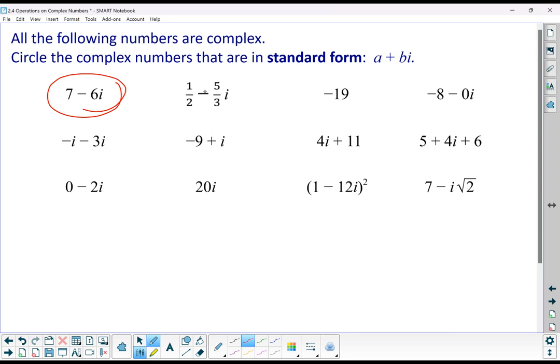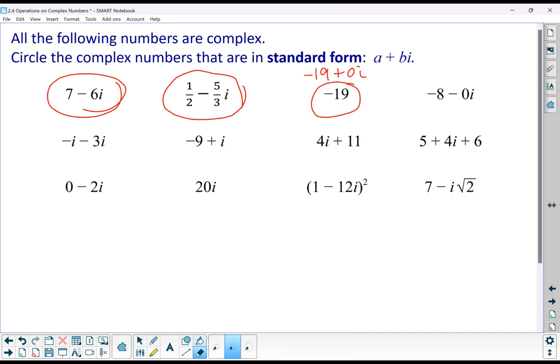So 1/2 minus 5/3 i. So we've got the real number 1/2 plus the imaginary number negative 5/3 i. So that one is also in standard form. Negative 19. This is a complex number. And it is in standard form and it is simplified, so that's good to go. It's the same as the complex number negative 19 plus 0i. All real numbers are complex numbers with a 0 imaginary part. So that is in simplest form there. It just has a 0 imaginary part.